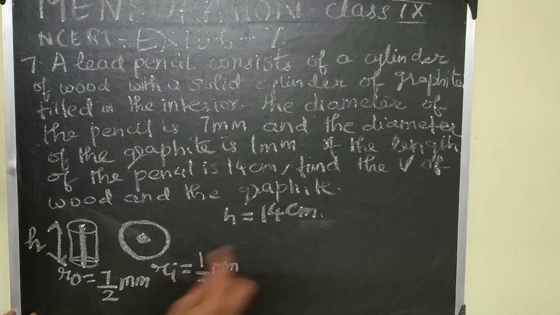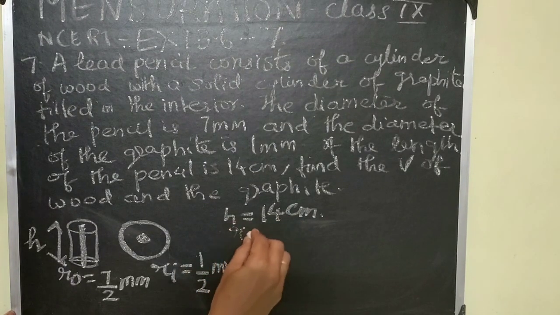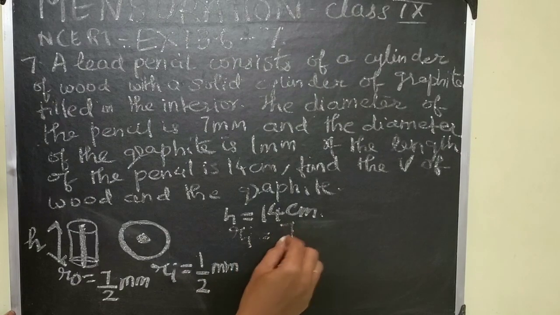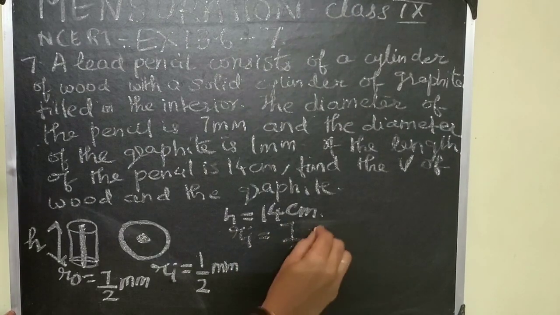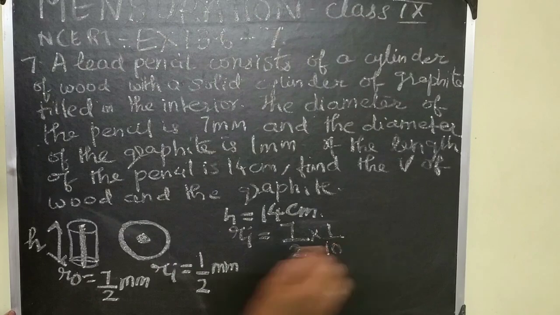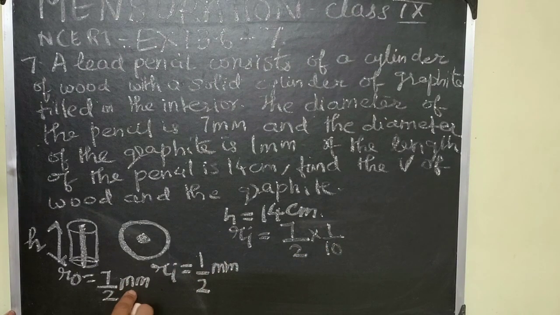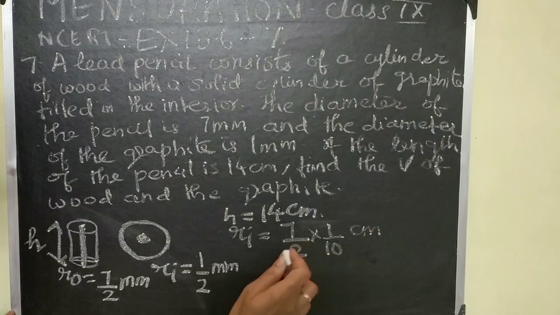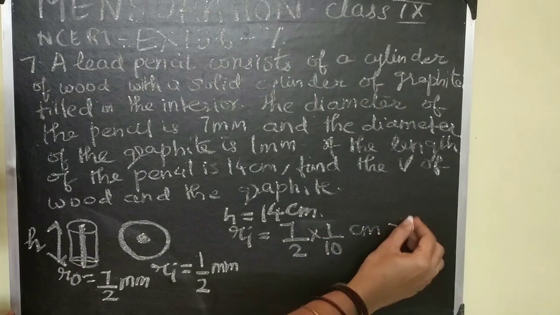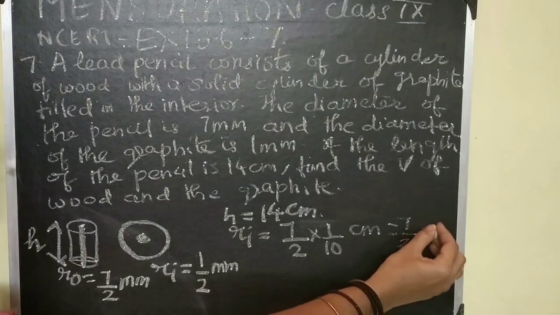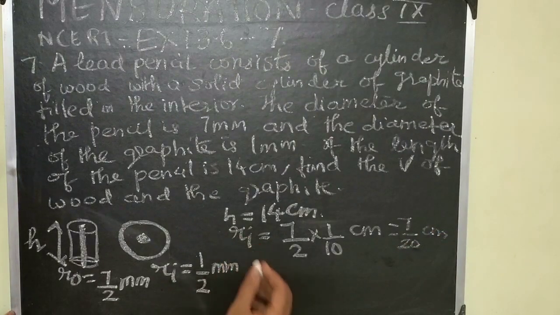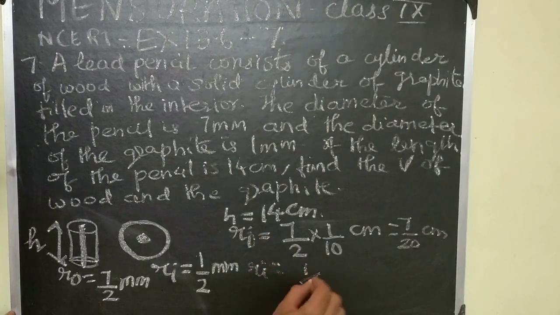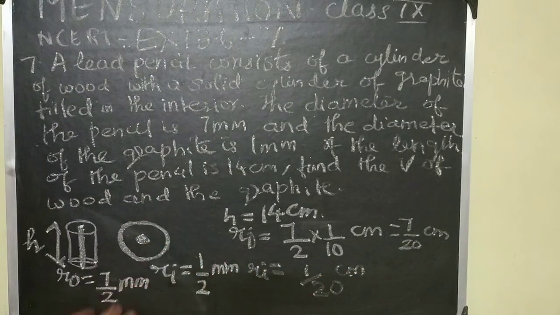So what I am going to do is I am going to keep the centimeter. I am going to write Ri now as 7/2 into 1/10 because 1 centimeter is 10 millimeters. So when I am going to go from smaller to bigger, I have to divide. So 7/2 into 1/10 is equal to 7/20 centimeter. This is for Ro. Similarly, Ri becomes 1/20 centimeter. So we will keep it just like that.